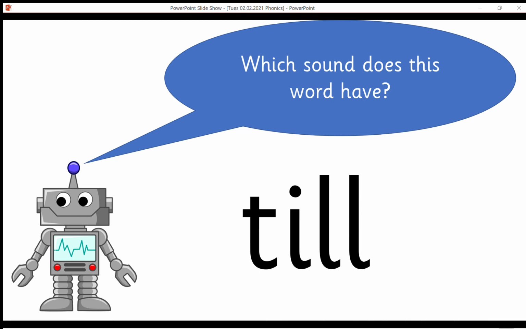Okay, let's have a look at this word. You need your Rex robot arms. You're going to sound it out. Are you ready? T, i, l, till. What sound does this word have? Till. Does it have digraph L, digraph F, or L? Which one does it have? That's right. It has digraph L. Well done.